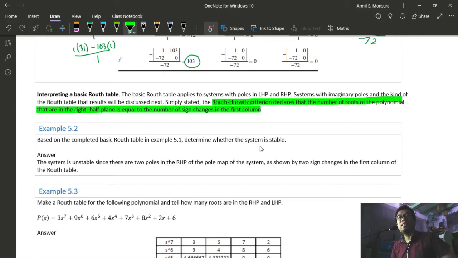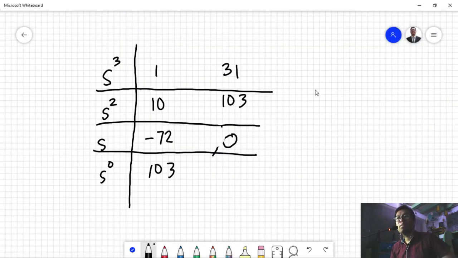So, ang gagawin natin is bibilangin natin kung ilang beses nagpalit ng sign sa first column yung inyong route table. At yung number of sign changes na yun would actually equal to the number of roots or number of poles na nasa right half plane nung complex S plane niyo. Okay, so balikan natin to. Bibilangin natin dito ngayon kung ilang sign changes meron siya. So, when we say sign changes, yung positive naging negative o yung negative naging positive.